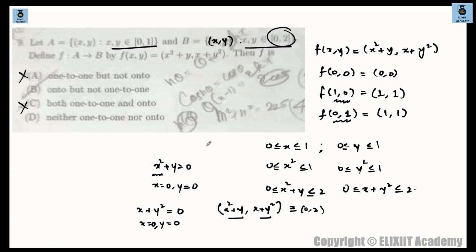So definitely this fails. This is not for some specific value, this is not attaining 2. So obviously this function is neither 1, 1 nor onto. Option B is correct.